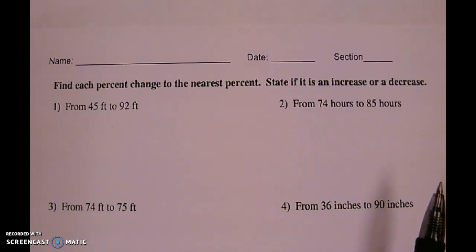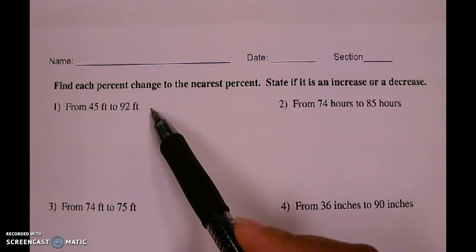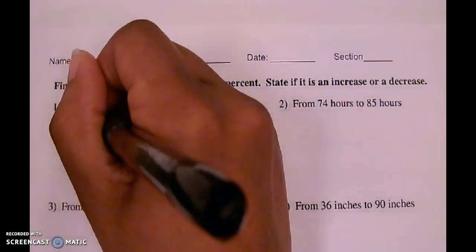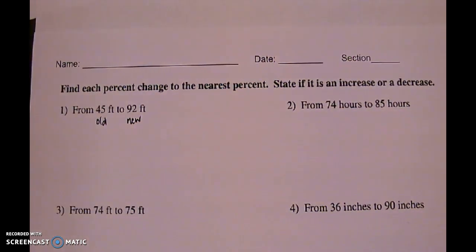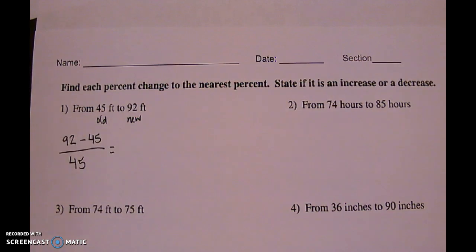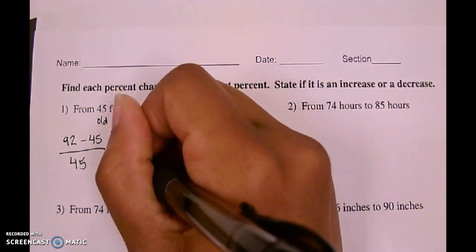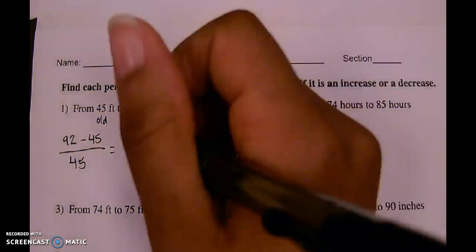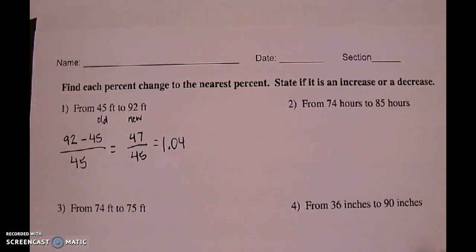Okay, so using the same formula, let's look at number 1. If we go from 45 feet to 92 feet, what is the percent change? The first thing I'm going to do is identify my old value and my new value. And then I'm going to plug it into my equation. Remember, it's going to be new value minus the old value divided by the old value. So it looks something like this. 92 minus 45 divided by 45, which is going to give us 47 divided by 45, which is going to give us 1.04444444 if you put it in the calculator.